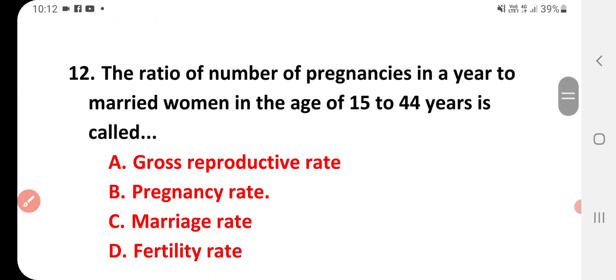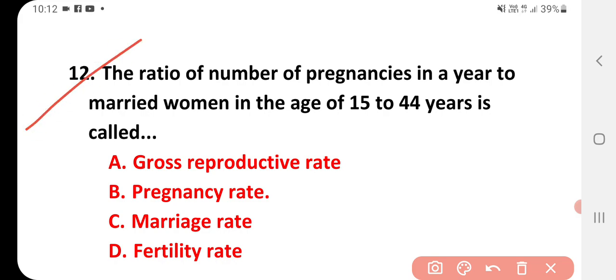Next, 12th, the ratio of number of pregnancies in a year to married women in the age of 15 to 44 years is called gross reproductive rate, pregnancy rate, marriage rate, fertility rate. So the ratio of number of pregnancies in a year to married women aged 15 to 44 years is called pregnancy rate. Option B.